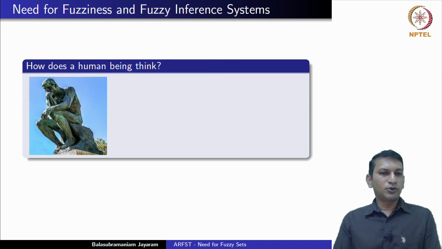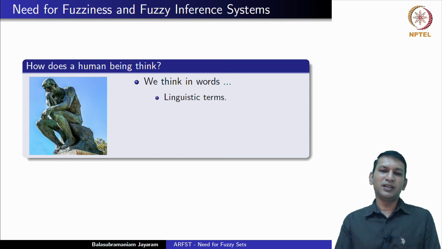Now, this course is about approximate reasoning. So for reasoning, you need both knowledge and intelligence, as we have seen before. But let's ask ourselves a different question perhaps. How does a human being think? Thinking is very much a part of reasoning. If you were to ask this question, without much effort, we would realize that we actually think in words, in terms of linguistic terms.